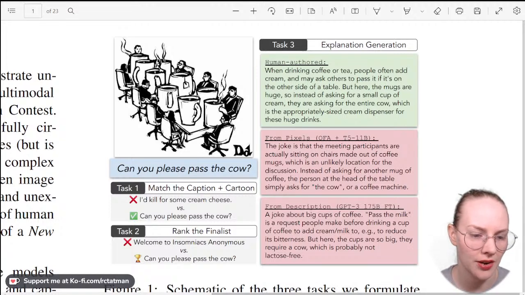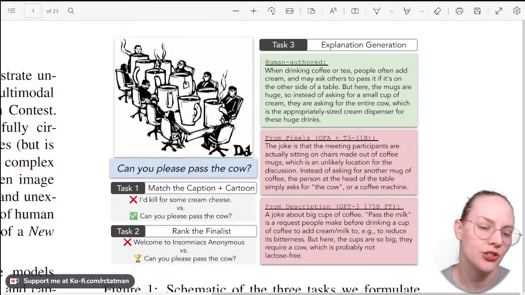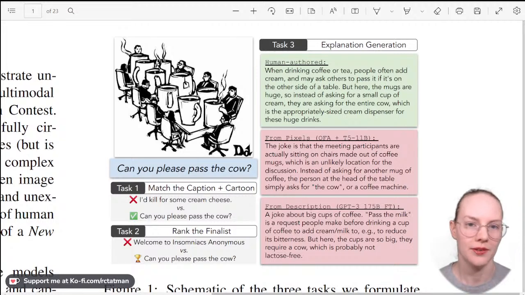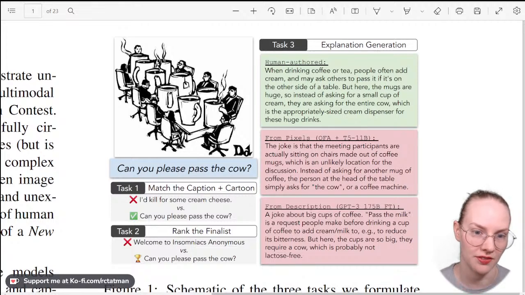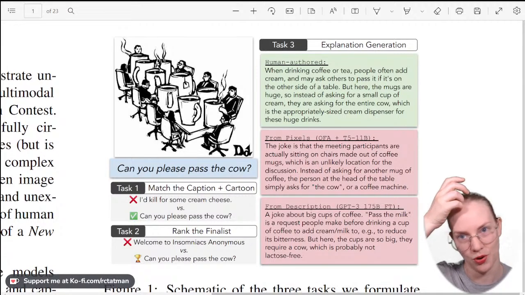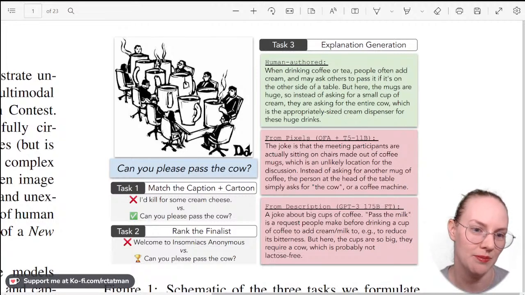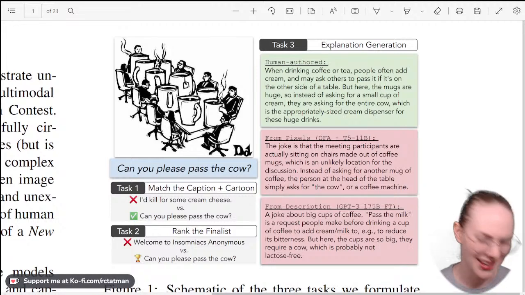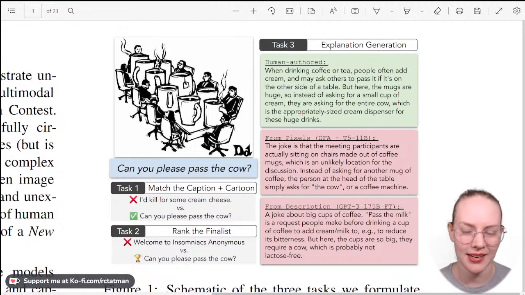So this is the general tasks. The first task is to correctly match the cartoon and caption. I'm guessing there are multiple cartoons and multiple captions. And then the second task is to rank the finalists. This would be for the competition, right? Which caption won the competition. So here the caption is, can you please pass the cow? The idea is that these mugs are so big that you would need an entire cow's day's worth of milk to have enough milk to put in the mug. I don't know. I usually take my coffee black, so coffee.